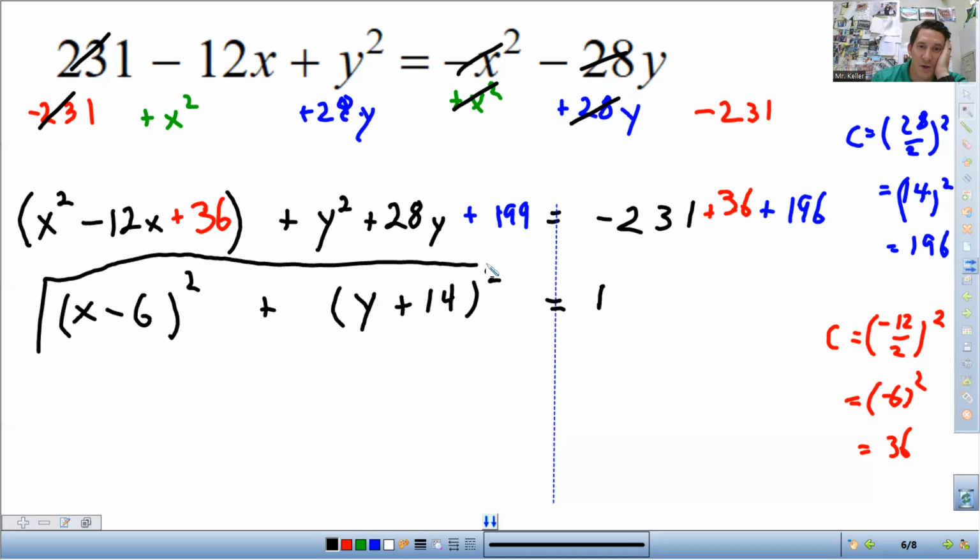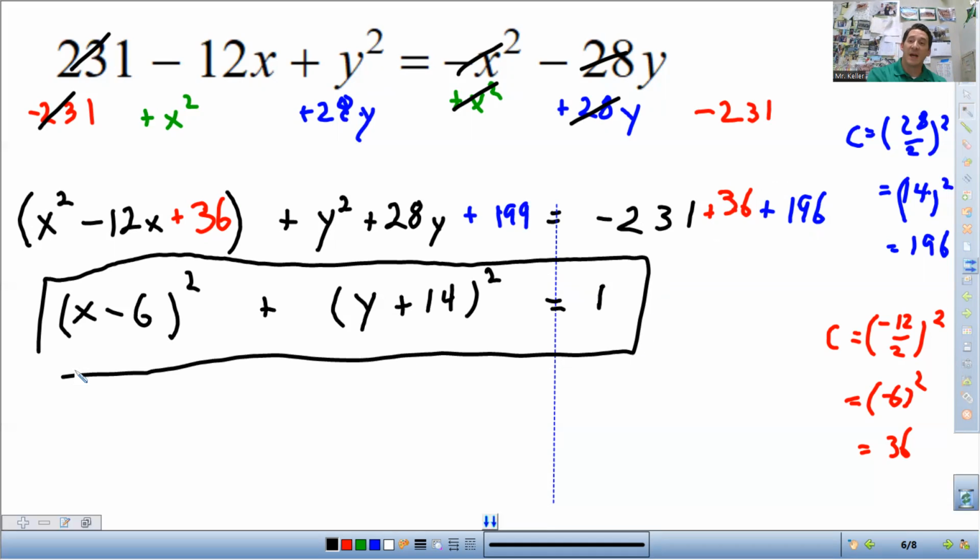All right, so again, get all the x's and y's on one side of the equation. The numbers without variables go to the other side. You're going to complete the square twice. Complete it for the x's, complete it for the y's. Make sure you are adding your c values to both sides. This is not a 199. That's a 196.